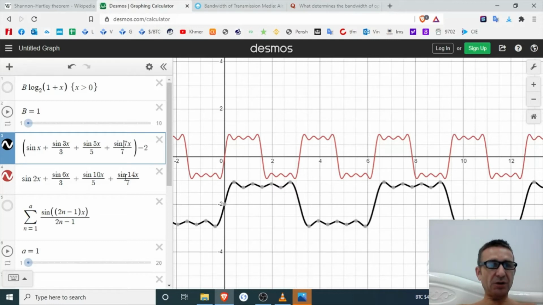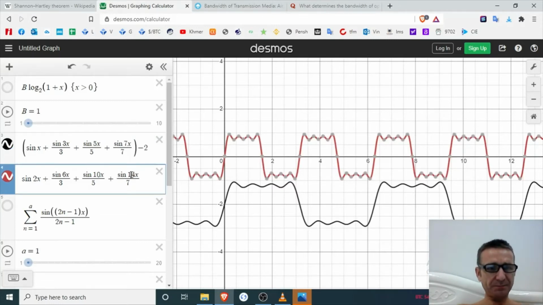What's the bandwidth where I've doubled the frequency? Well, the highest frequency is 14 and the lowest one's 2. 14 minus 2 is 12. So the bandwidth is 12. I've doubled the bandwidth, right? The highest frequency to the lowest frequency. I've doubled it, but I can send twice the data.